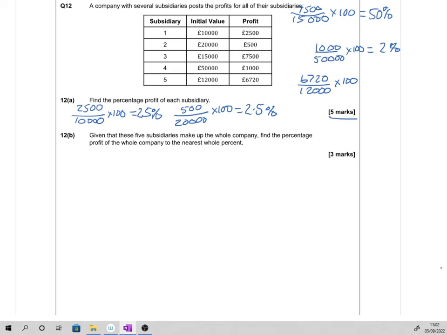You've got 5 marks here, one for each. So 6720 divided by 12,000 times 100 is 56%. Given that these 5 subsidiaries make up the whole company, find the percentage profit of the whole company to the nearest whole percent.